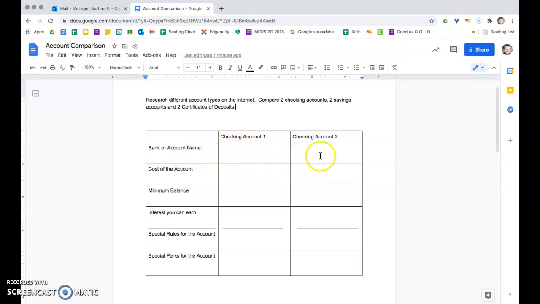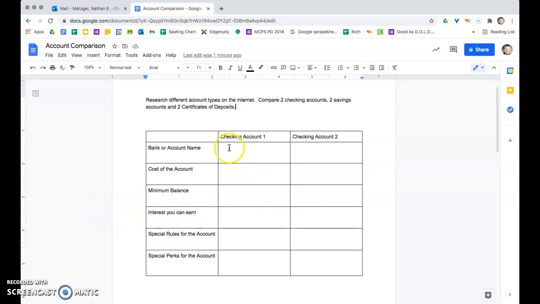Just find two different ones. Put the names of them in the first box. Then for the next one, the cost of the account. Is there any price to open it? Is it free? Are there any charges that you might want to mention here? Also, is there a minimum balance on the account? A minimum balance means, is there an amount that I have to have in that account in order to start it? If there is, then you would type that there. If there's not, say no minimum balance.